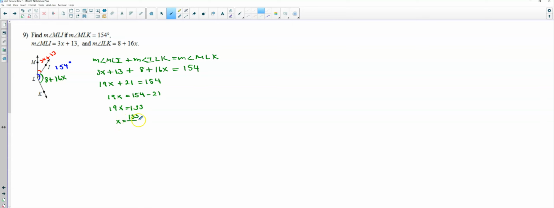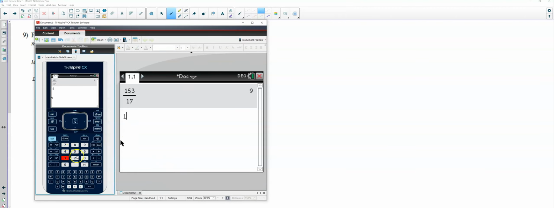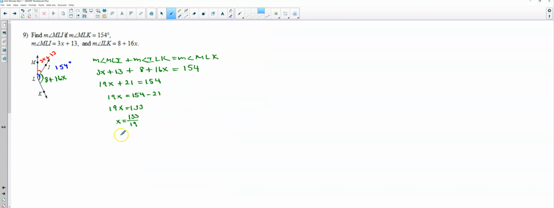133 divided by 19. Okay, at this point I could just go to the calculator. 133 divided by 19. Enter, and that is 7. So x is 7. X equals 7. Go back. What is the question? Find the measurement of MLI. So the question is not find x. The question is find the measurement of MLI, angle MLI.